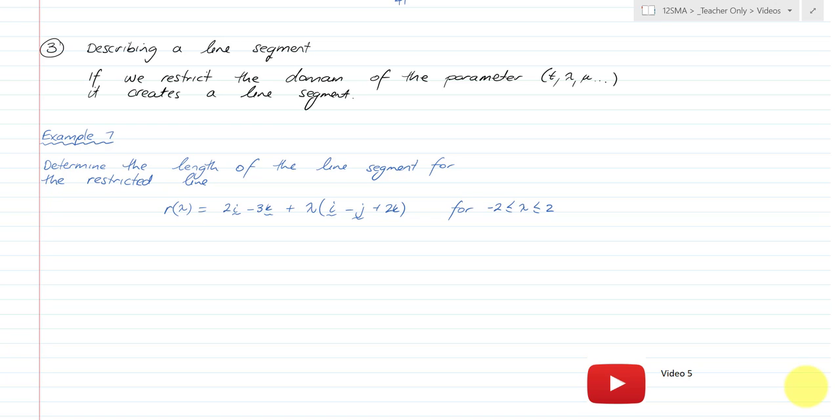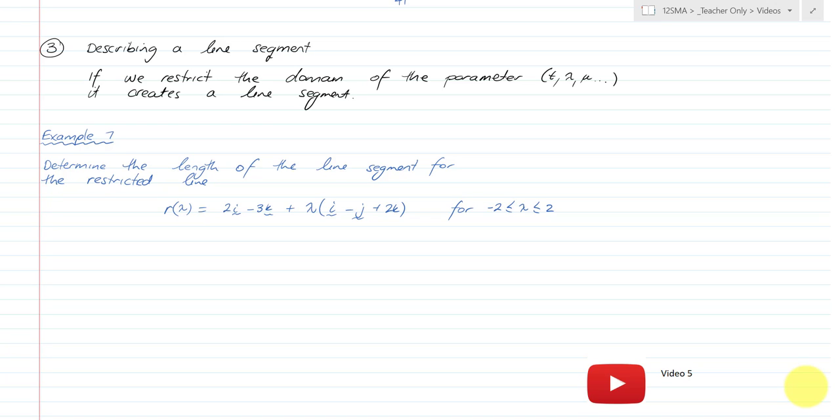In particular, you need to remember that the definition of a line is basically a linear function. It travels infinitely in both directions. It can be in 2 dimensions or 3 dimensions. But a line segment is when that line has been restricted on both ends. So it's now just a small component of that line, so it's a segment. If we restrict the domain of the parameter t or mu or lambda or whichever parameter we're using, it creates a line segment.